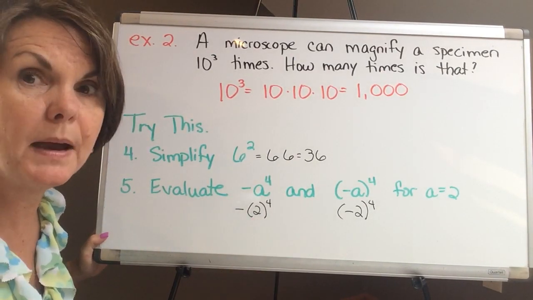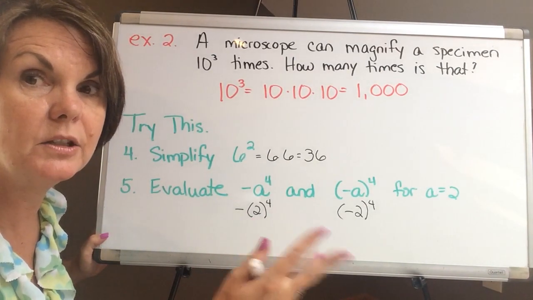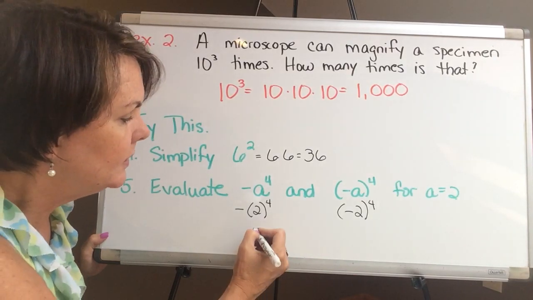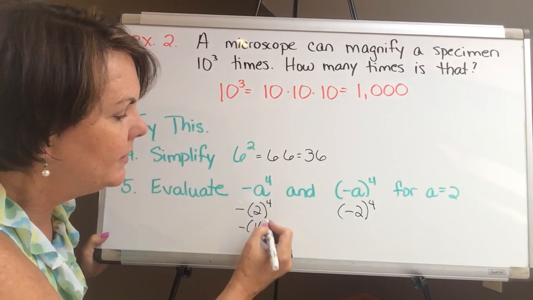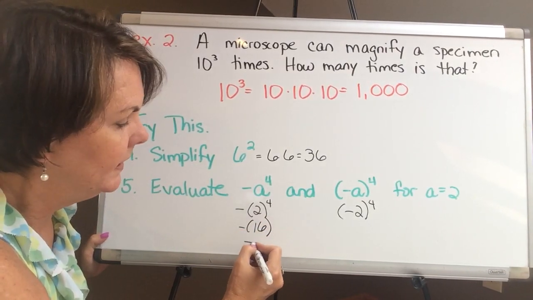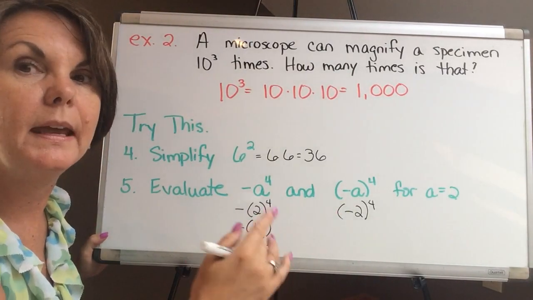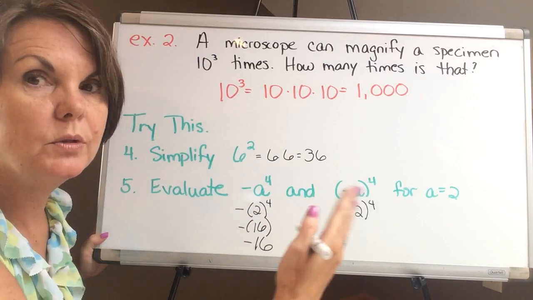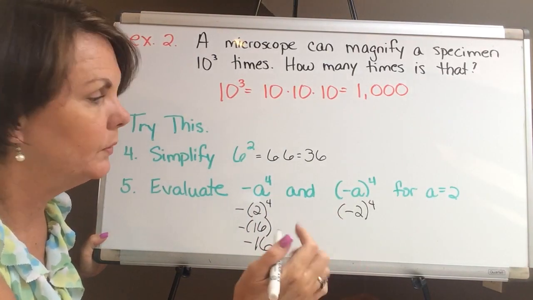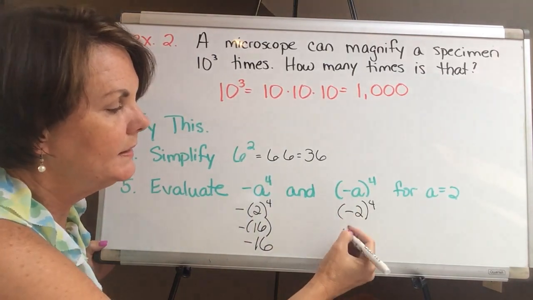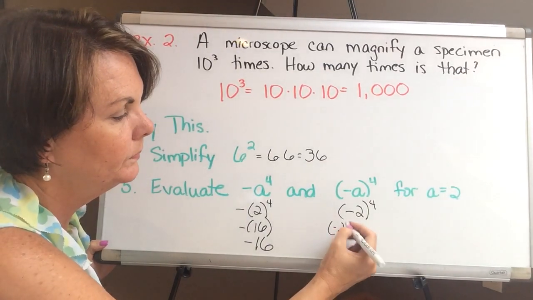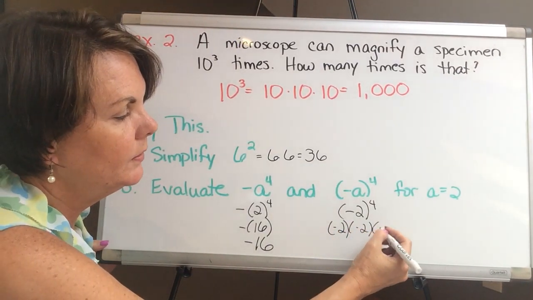So 2 to the 4th power is 2 times 2 is 4, times 2 is 8, times 2 is 16. So this is 16. Now take the opposite of that, which is a -16. This is saying -2 times -2 times -2 times -2. All right, which is, let me write it out here.